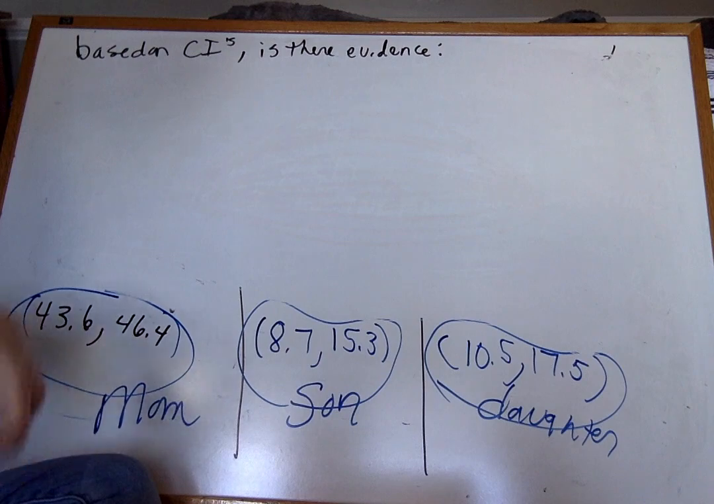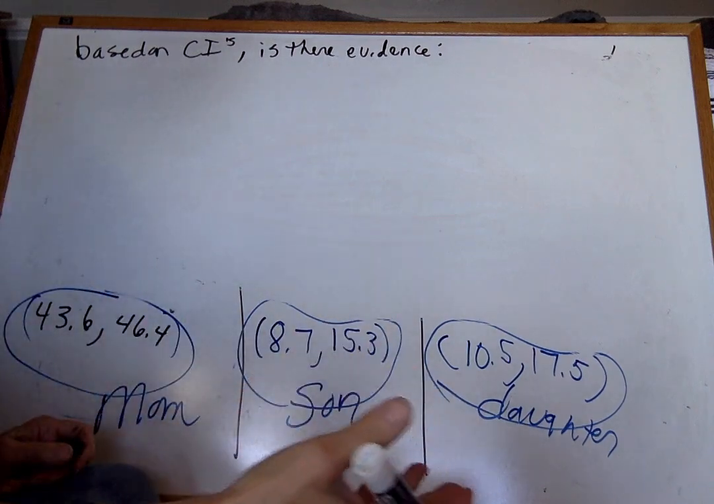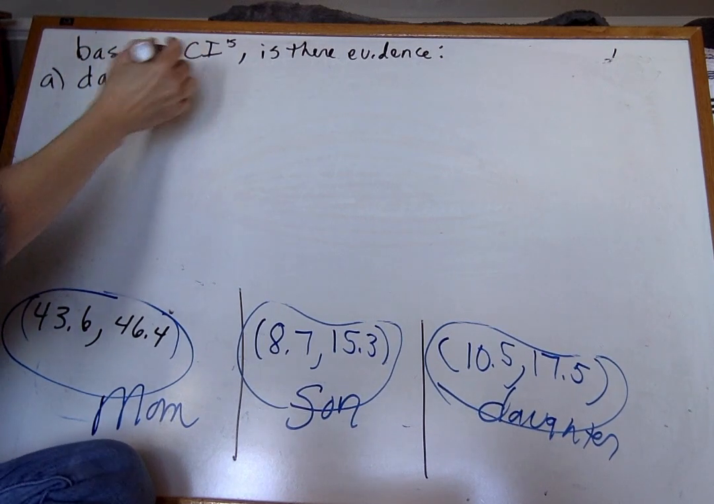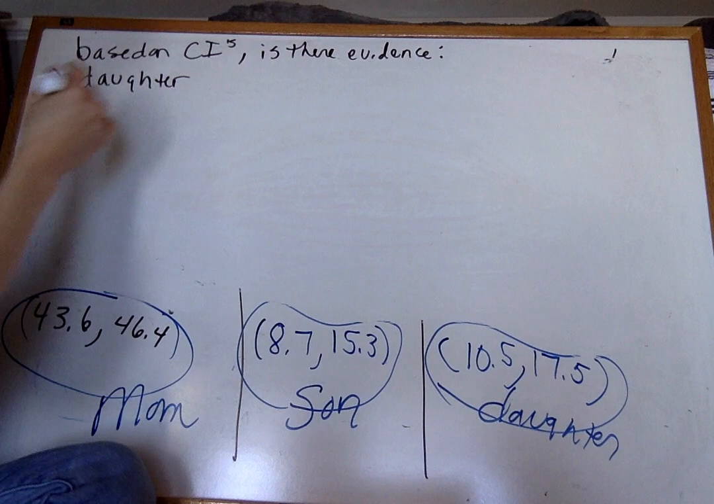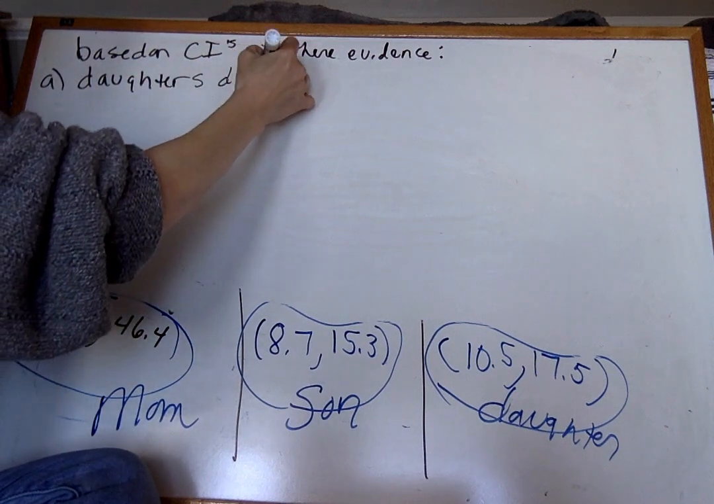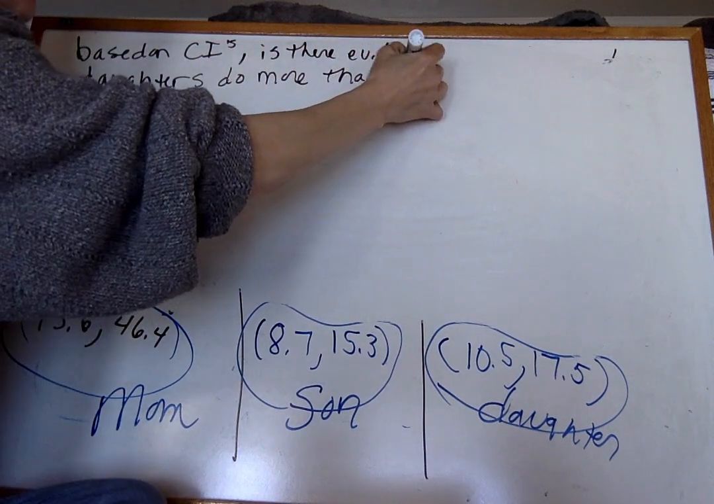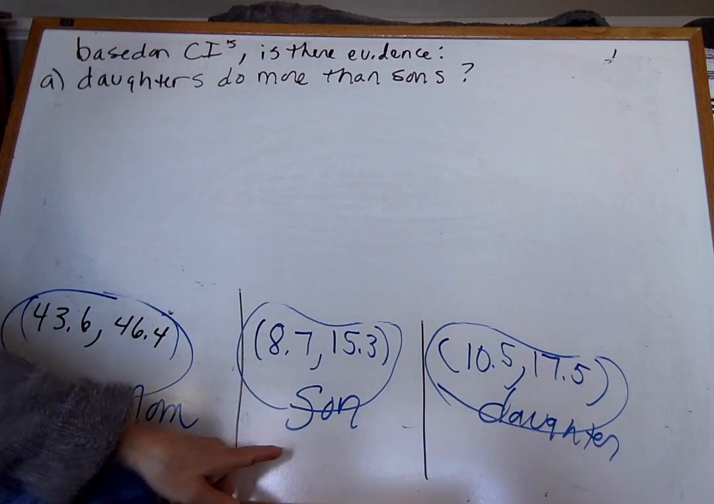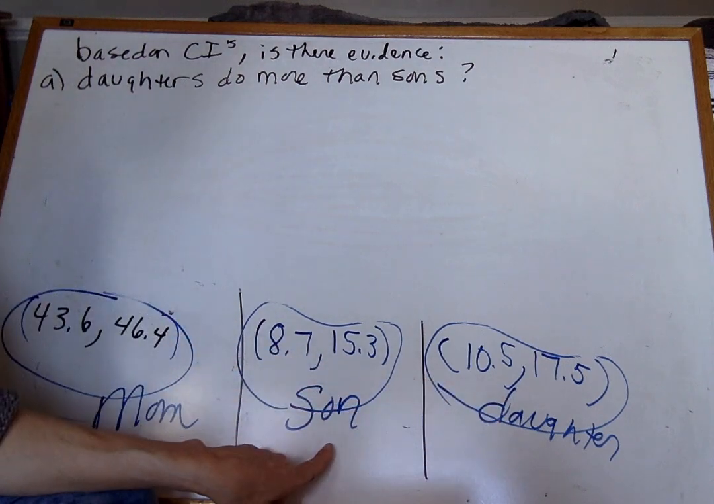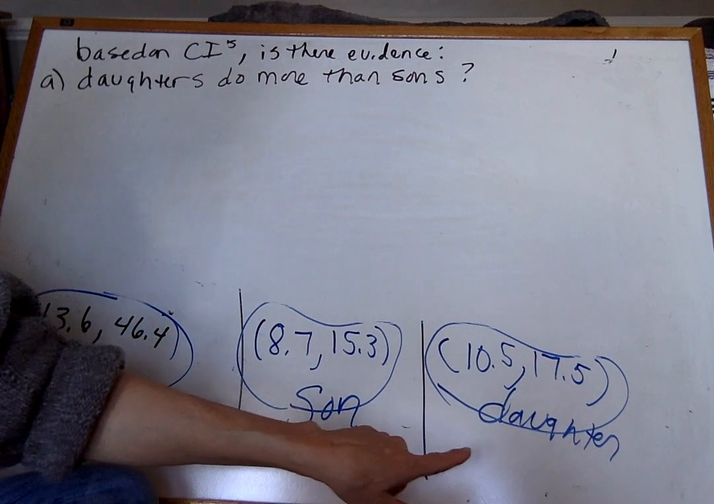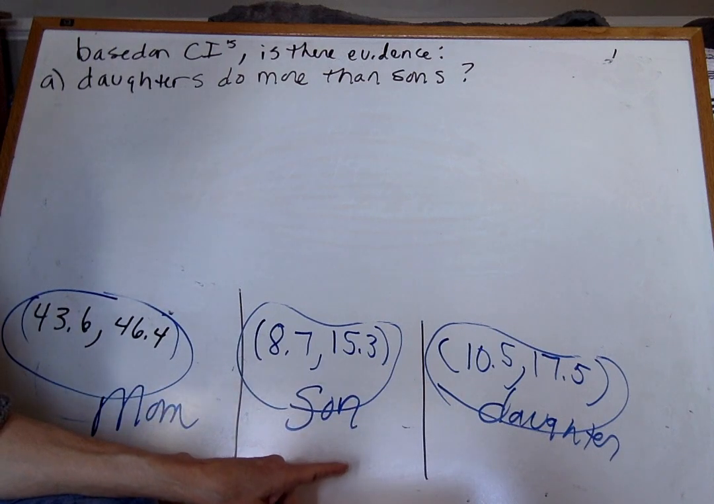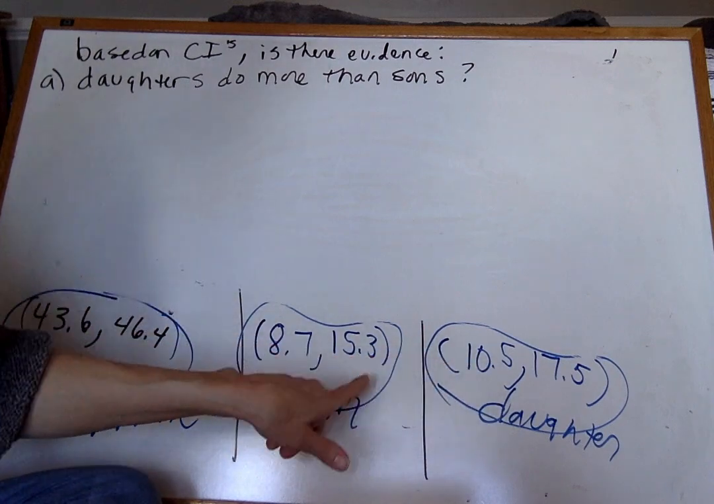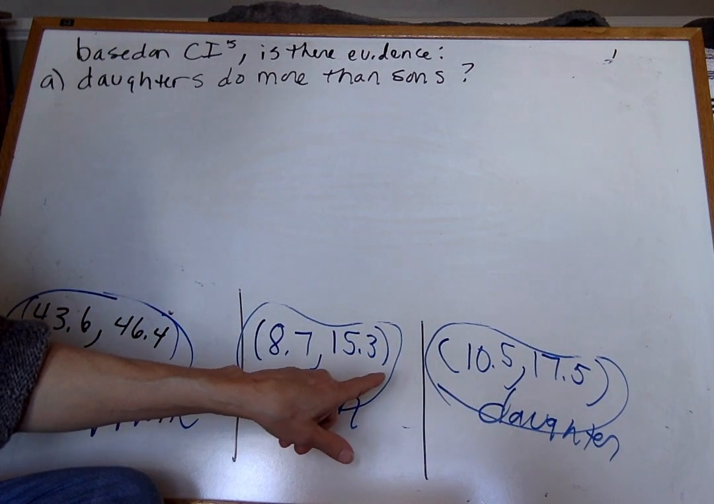So they usually start off with, based on your confidence interval, is there evidence? Part A. Do the daughters do more than sons? Meaning, do they spend more minutes on housework? So our daughters were here and our sons were here. This is just like the Trump-Clinton example that I did earlier. If you see the daughters and the sons, their confidence intervals overlap. They share some of the same numbers.